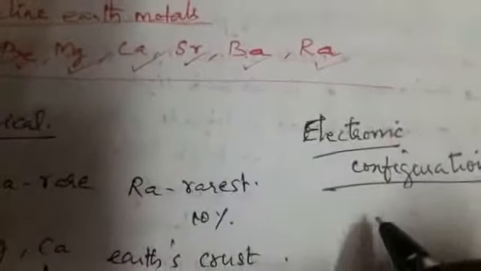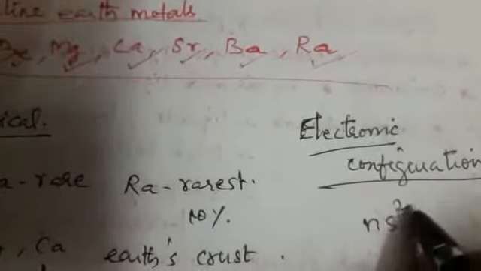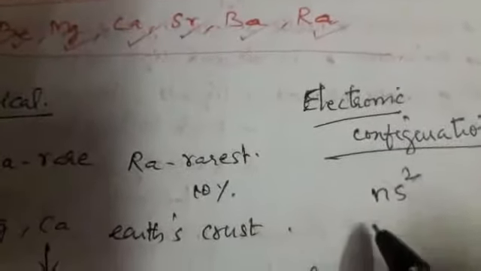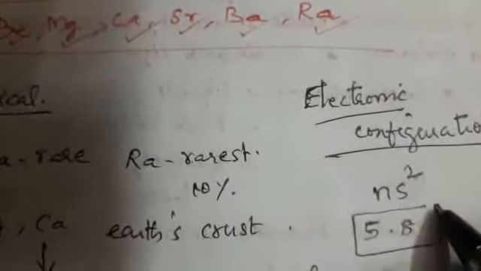The electronic configuration of group 2 metals was already explained in the third lesson. The common electronic configuration is ns2. Table number 5.8 is given; refer to it one time. Continue: atomic and ionic radii. Group 2 alkaline earth metals are smaller than alkali metals. Group 2 elements have higher nuclear charge, which allows the electrons to be attracted more strongly towards the nucleus. Moving down the group, atomic radius and ionic radius gradually increase.